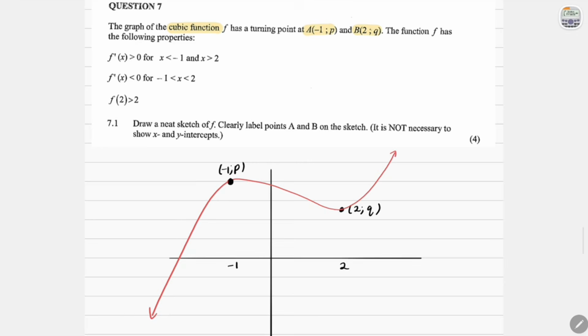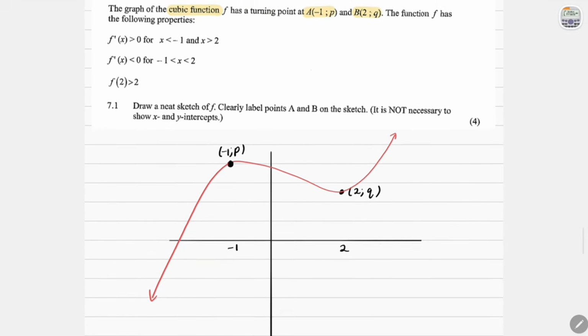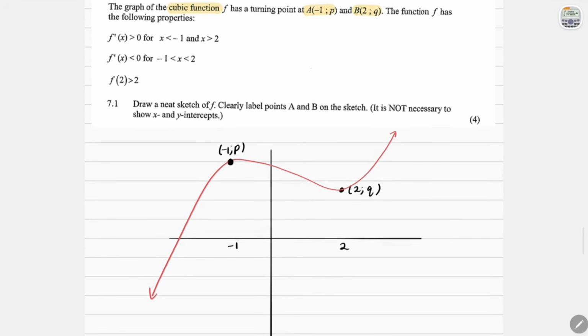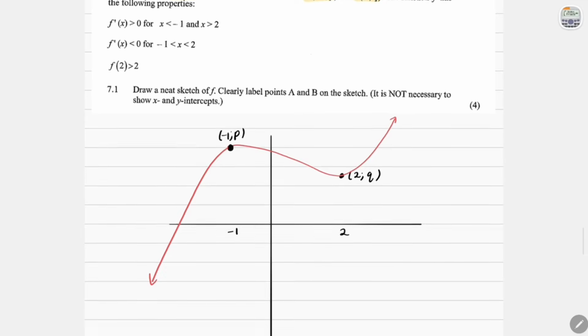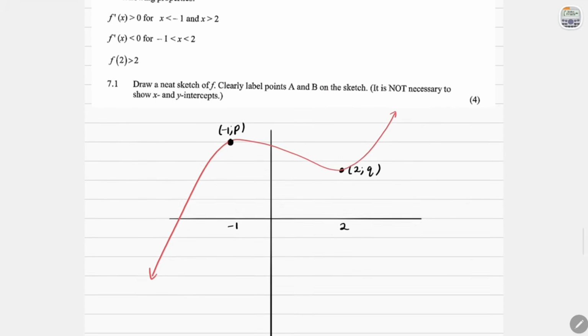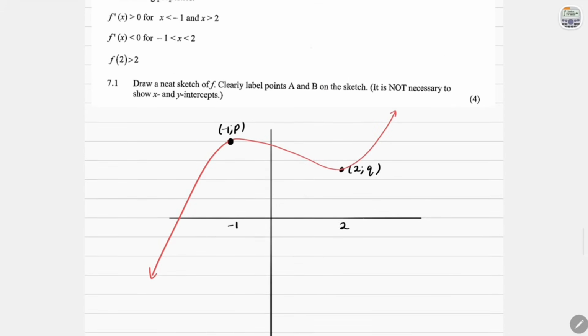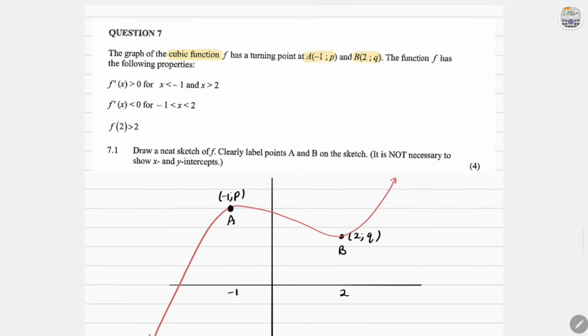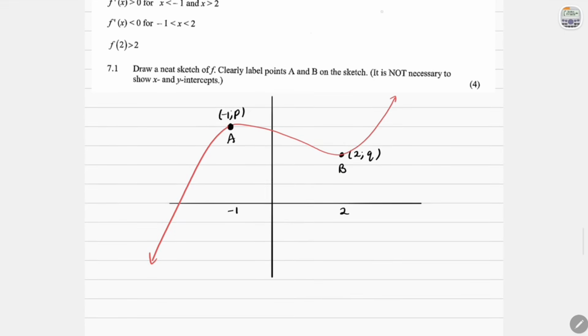And yeah, that's everything. So yeah, they told us to draw a neat sketch of this graph, clearly label the points A and B on the sketch, and it's not necessary to show any x and y intercepts. So that is what our graph looks like. And that is it for this question. Just make sure you label this A and B. That's A, that's point B. Okay, moving on to the next question.